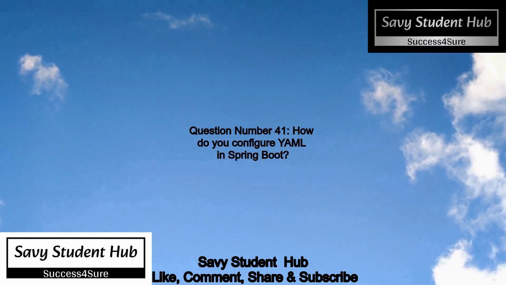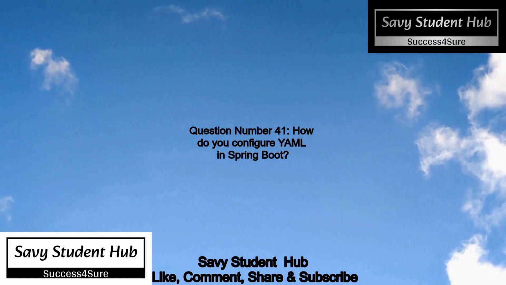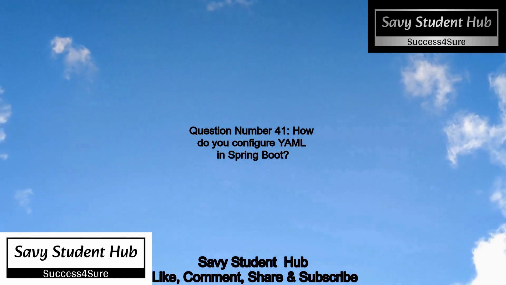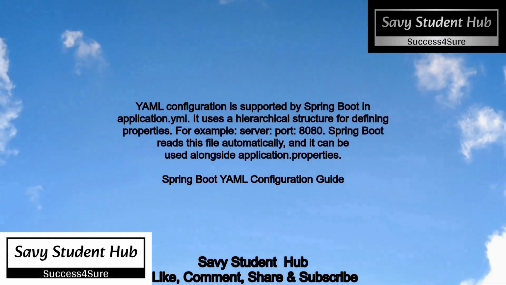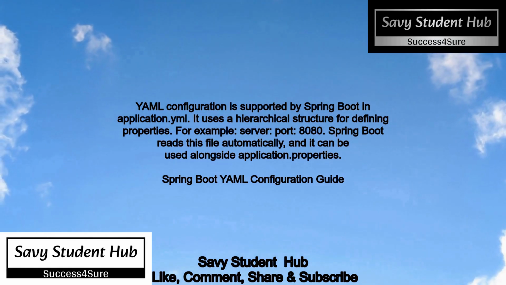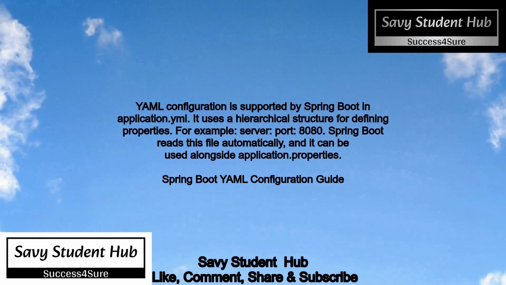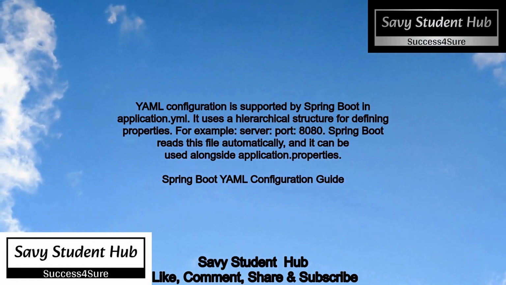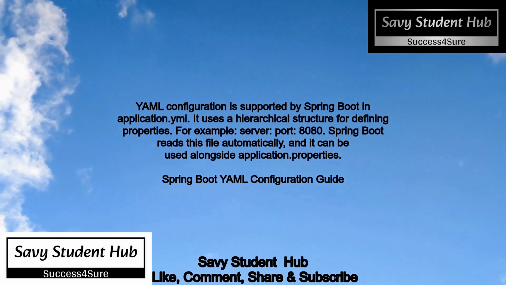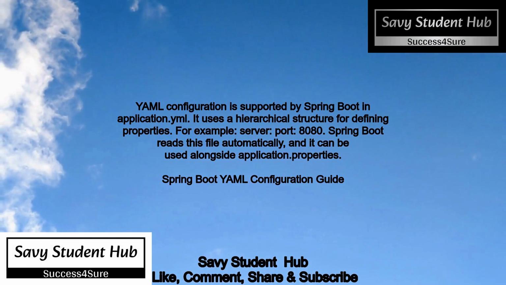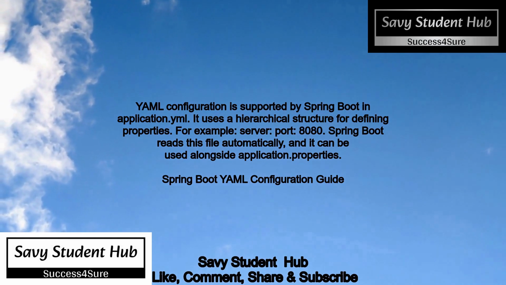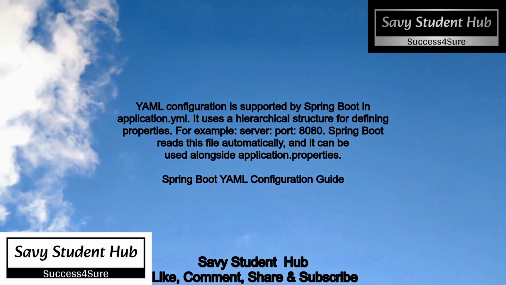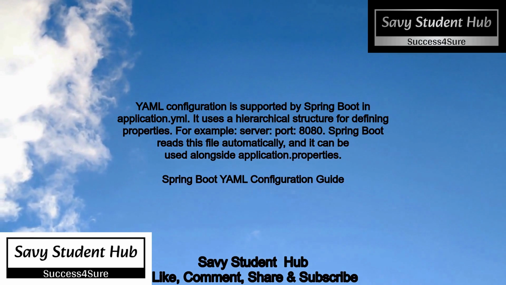Question number 41. How do you configure YAML in Spring Boot? YAML configuration is supported by Spring Boot in application.yml. It uses a hierarchical structure for defining properties. For example, server: port: 8080. Spring Boot reads this file automatically, and it can be used alongside application.properties.